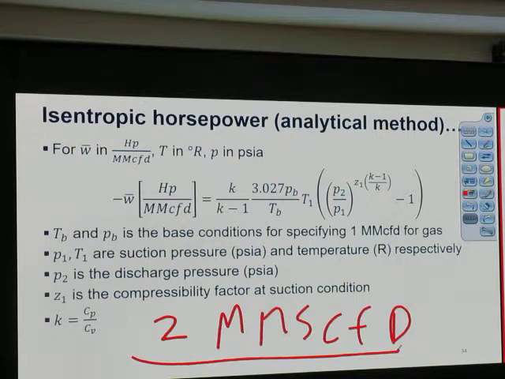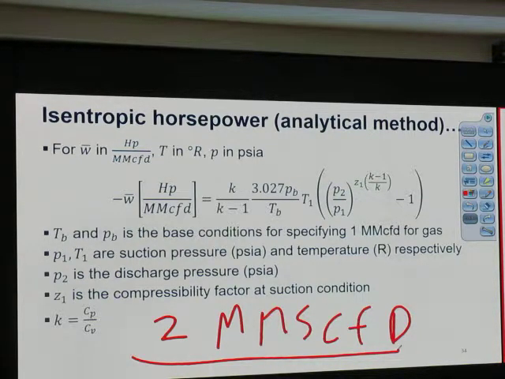Elizabeth? Yes. Okay. When we have two MMSCFD, do we have constant mass flow rate? True or false? Oh, you disagree with her? Okay. What about you? Next, what's your name, sir? James, James. Is it 2 MMSCFD? Is that constant mass flow rate? I guess. Okay. I think it is.